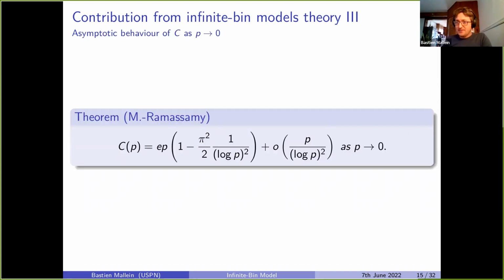Okay, and so maybe the third part, and what is a bit weird when you see that c of p seems to be so nice and analytic, is the asymptotic behavior of c of p in the neighborhood of 0. In the neighborhood of 0, c of p behaves like e times p to the first order. But then you have a correction of minus pi squared over 2 times p over (log p) squared. And this second order correction is related to a model of branching random walk with selection.